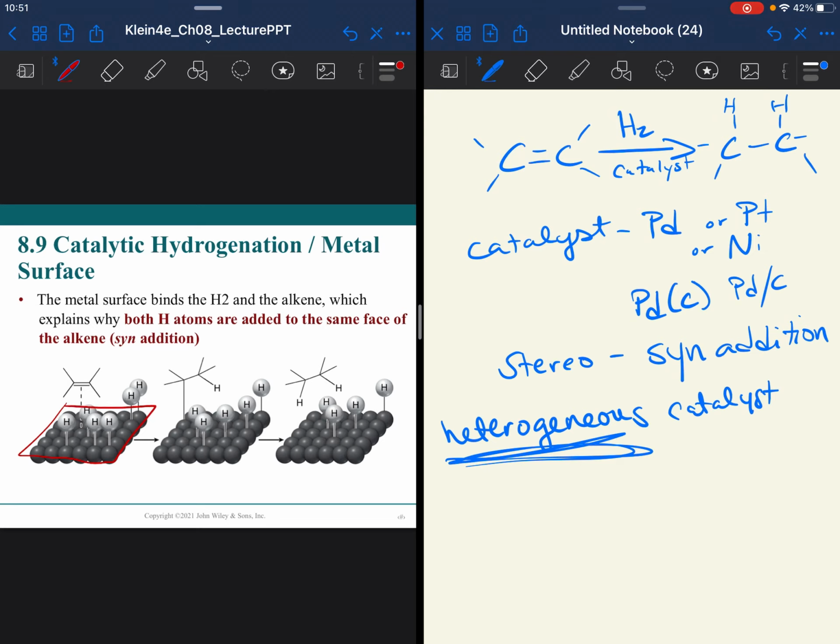because we have this solid state metal here. These dark gray spheres represent our palladium or our platinum or our nickel. And what happens is when you pass the H2 over that metal surface, it absorbs onto the surface of the metal, right? So you see all these little individual hydrogen atoms. The H-H bond has broken and it has formed a bond to the metal.